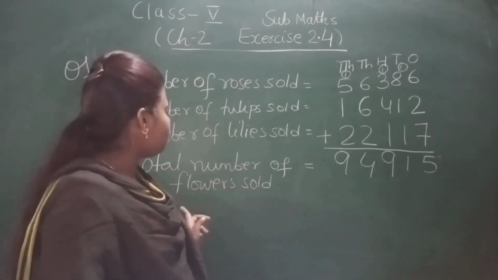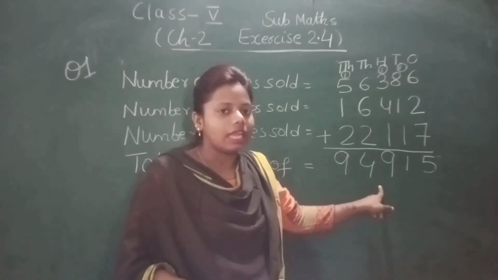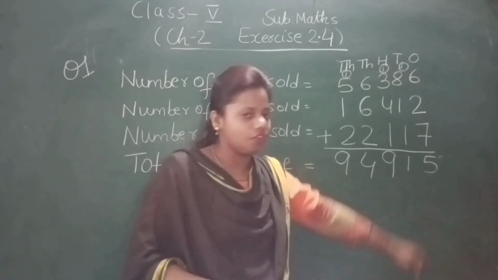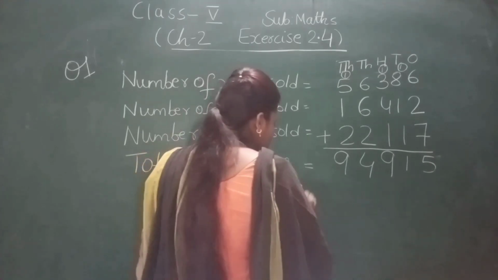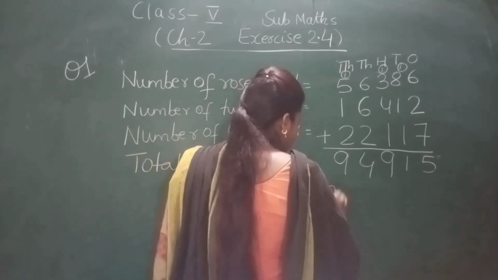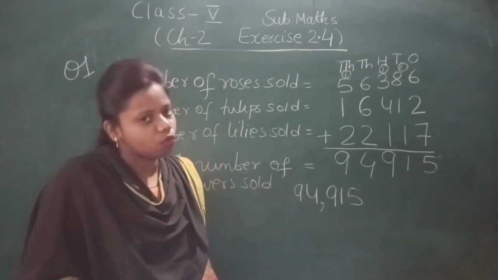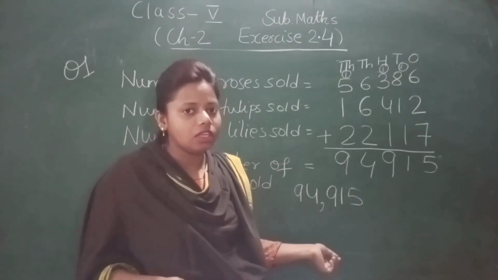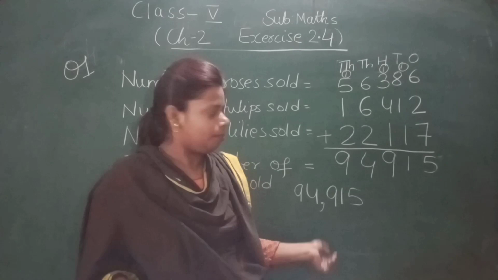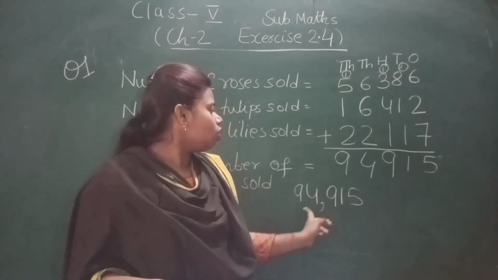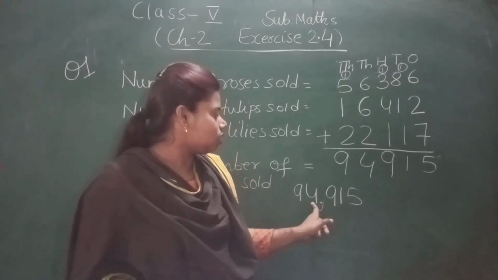So total number of flowers sold is how much? 94,915. You can write it by putting the comma also. When you place the comma, it will be easy for you to read. You will not get confused. So now, ones, tens, hundreds, thousands, 10,000.